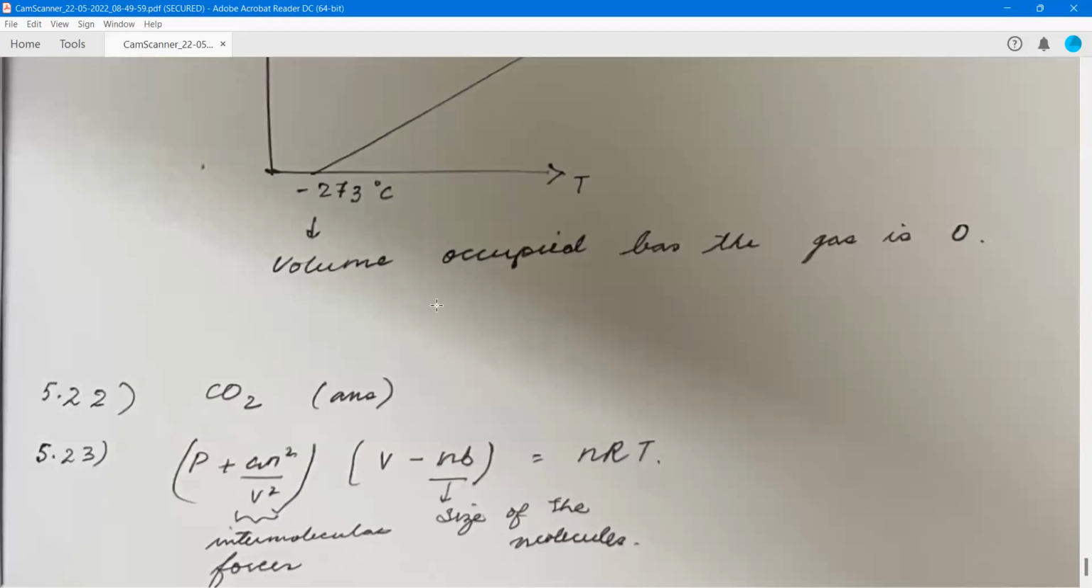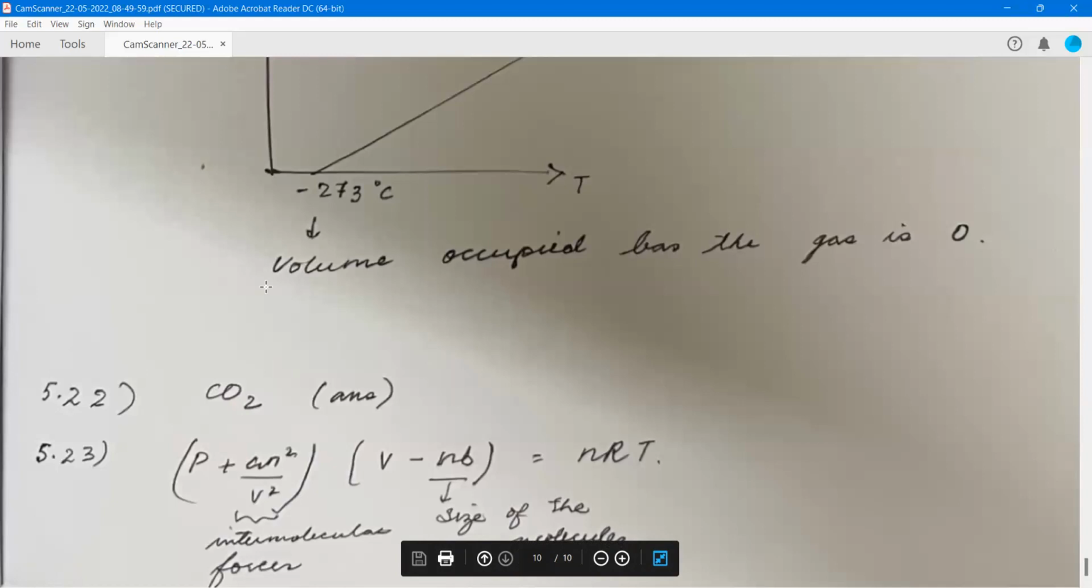So which has the more intermolecular forces? The gas that liquefies first has more intermolecular force of attraction. So whose critical temperature is greater will liquefy first, and hence it will have more intermolecular force of attraction. And that is why it is liquefying first. So here, since the critical temperature of carbon dioxide is more than that of methane, carbon dioxide has more intermolecular forces. So that is the answer.